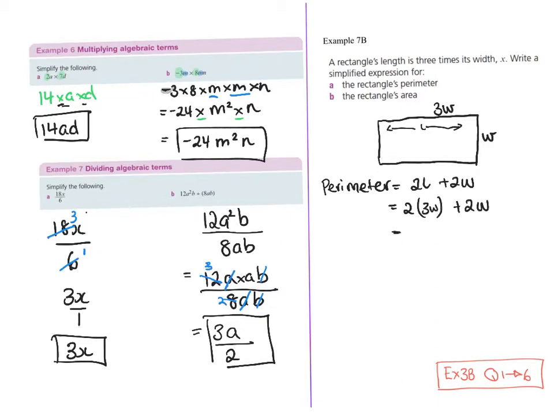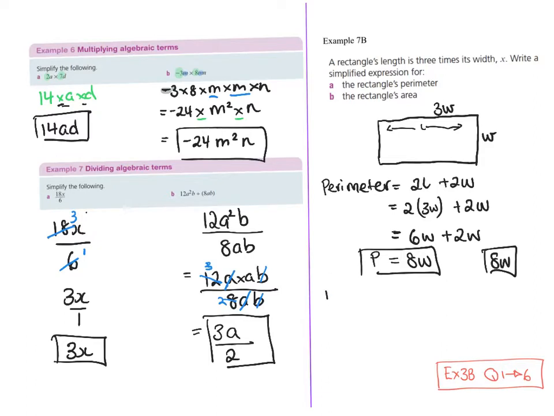So then you can multiply it out. So 2 times 3 is 6 W's plus 2 W's. So therefore we can add them because they're like terms, and we end up with 8W for perimeter. There's no equal sign, so that's not an equation. So when they ask for an expression, you really just have to write 8W.